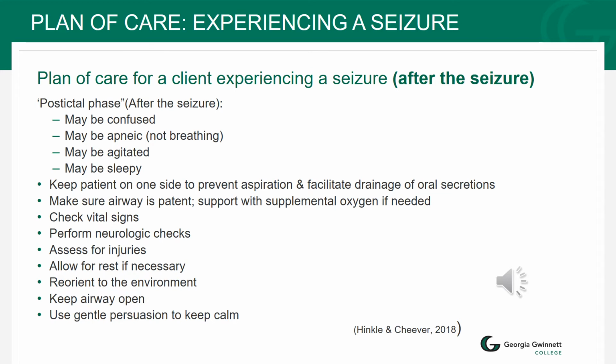It takes a lot out of them, these seizures. They may be apneic, which means they are not breathing, or they may need supplemental oxygen because they're having issues with gas exchange at this point. Your big interventions would be to keep their airway open and keep them safe. You may need to use gentle persuasion. You never want to restrain the client, but if they're extremely agitated, you're going to want to use some gentle words to get them to remain calm.